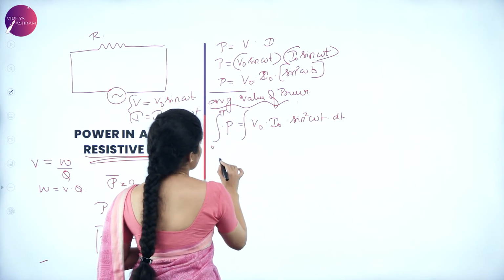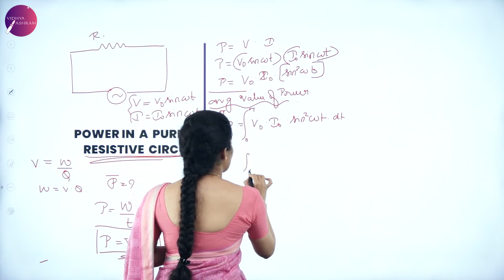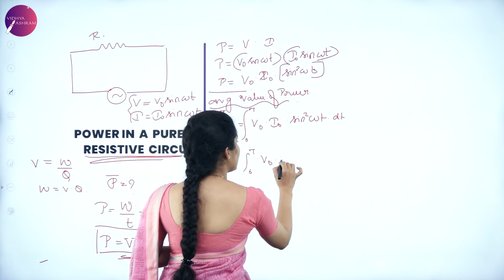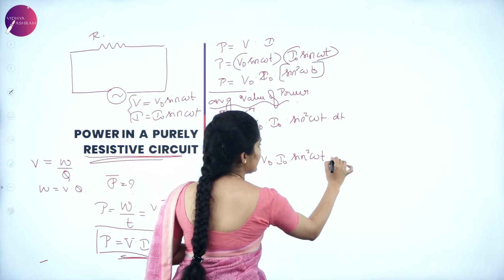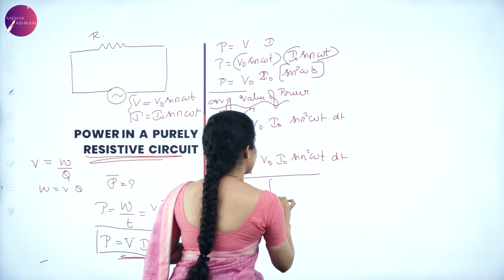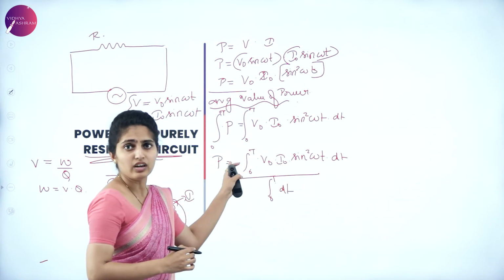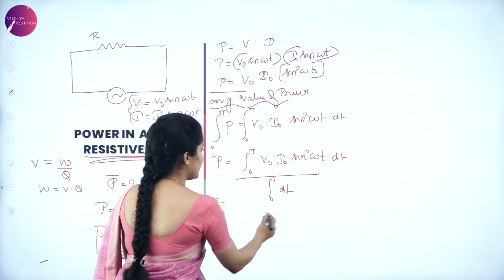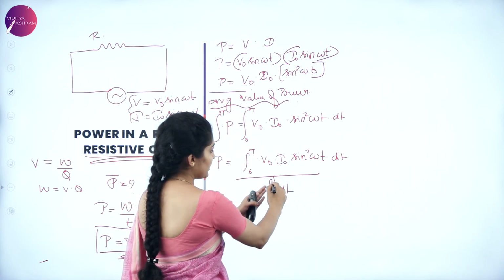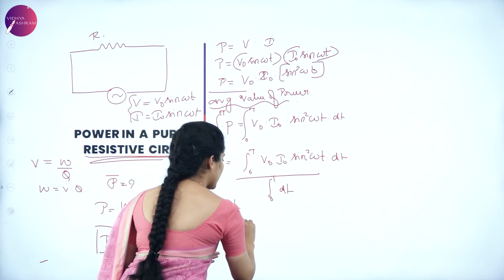So we just consider it as P is equal to the integration from 0 to T of V0 into I0 sine square omega t into dt, divided by the integration from 0 to T with respect to time, which is associated with the power over here. Okay, so now P is equal to, integrating time, you get 1 as T and 1 as 0. So it is 1 by T. So you take it outside.